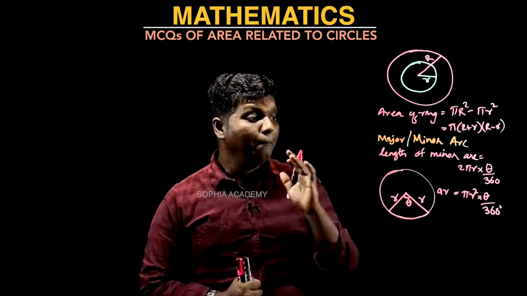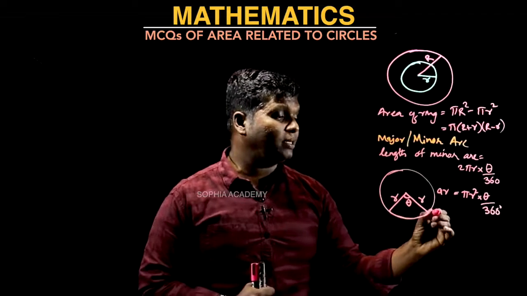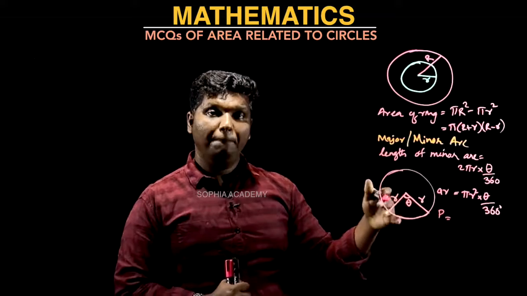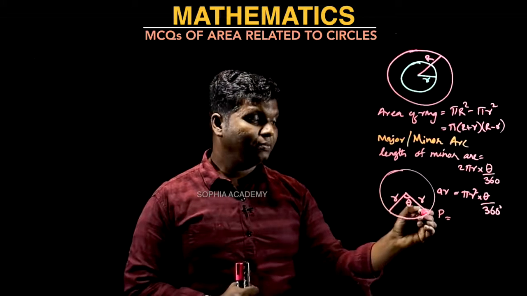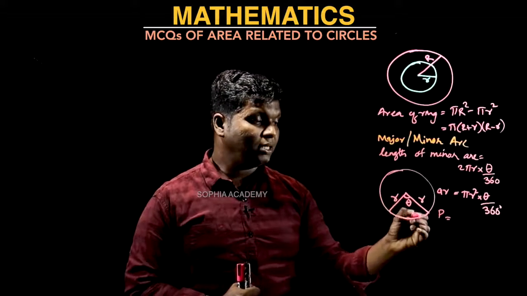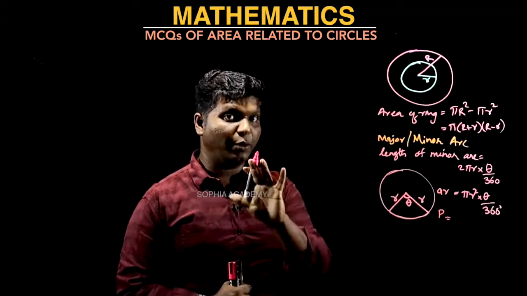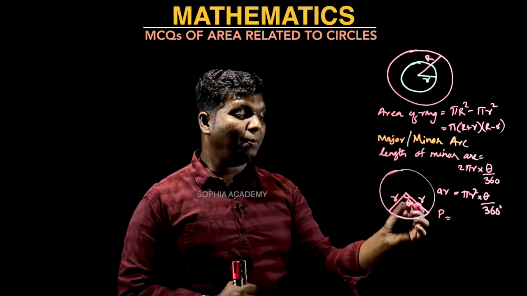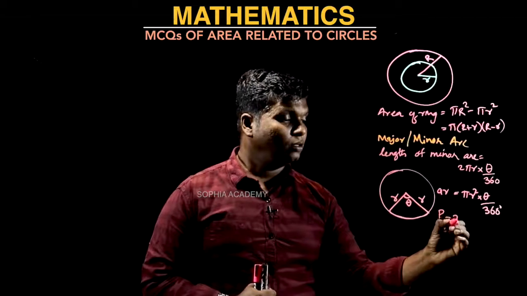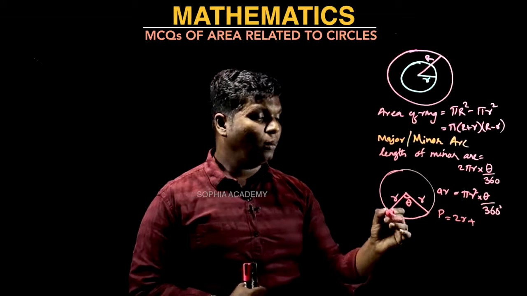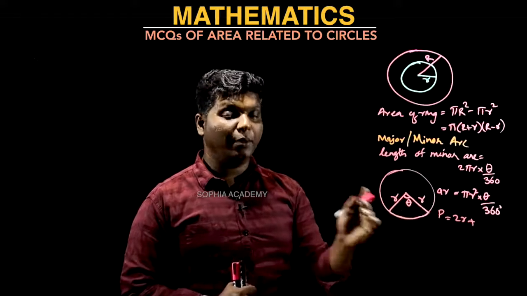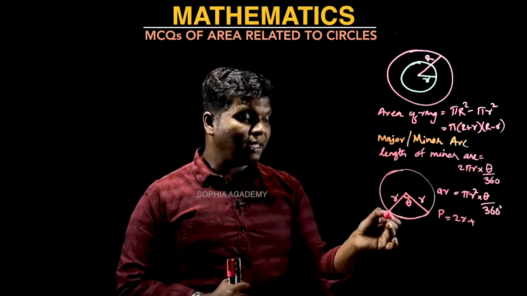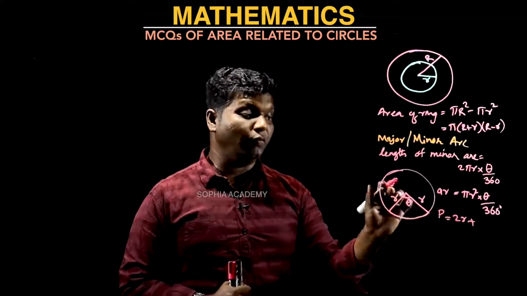Now the next one is the perimeter. I told you about area, now let me tell you about perimeter. What about the perimeter of this sector? Perimeter means the total length, right? This length, plus this length, plus this one. That's what we call the perimeter. So now tell me, what is this one? It is r. r plus r, it is 2r. So 2r plus, what about this one? This arc is what we call the minor arc. So 2r plus the length of the minor arc will be the total perimeter of the sector.